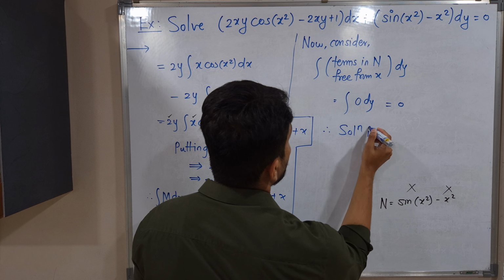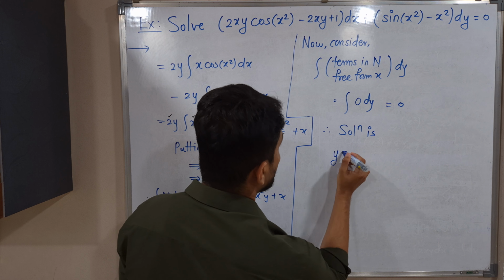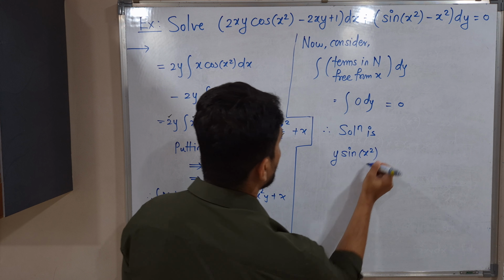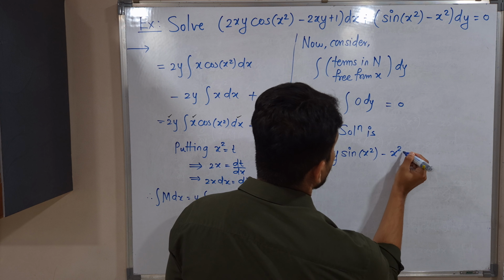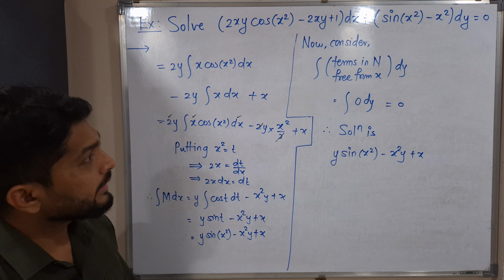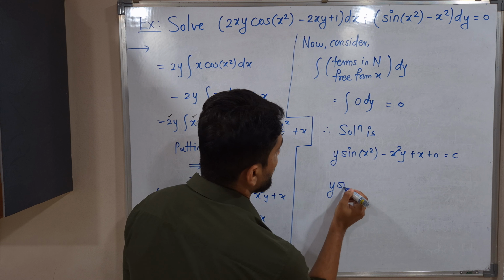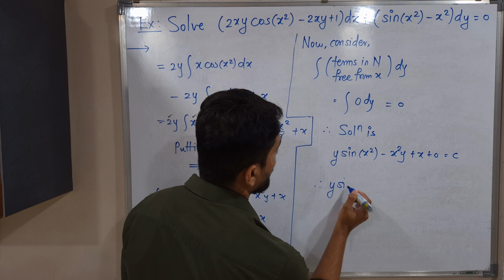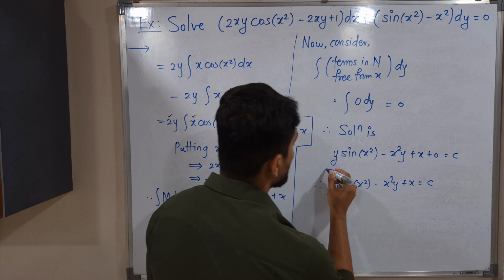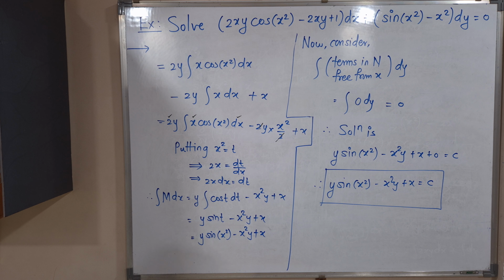So therefore, the solution is, as I have already told you, the sum of the values of these two integrals. The value of the first integral is y sin x square minus x square y plus x. Second integral is 0. So plus 0 is equal to c. So y sin x square minus x square y plus x, if you add 0 you will get the same, is equal to c. So this is the required solution. In this way we got the solution of the given differential equation.